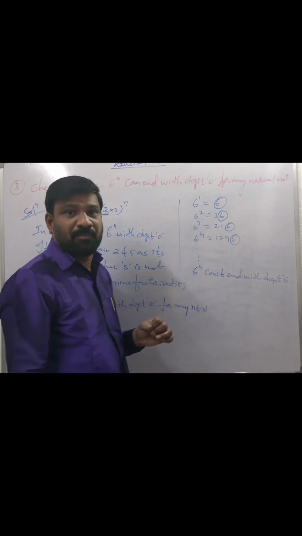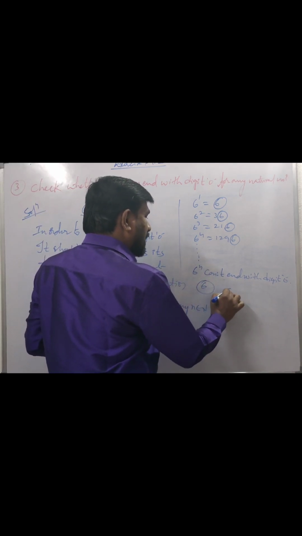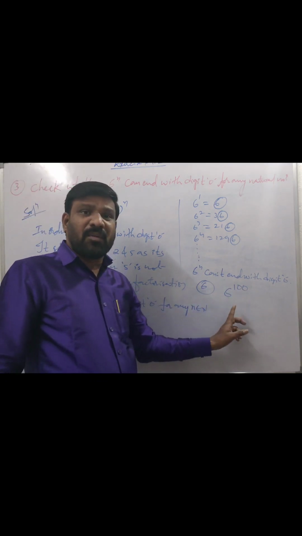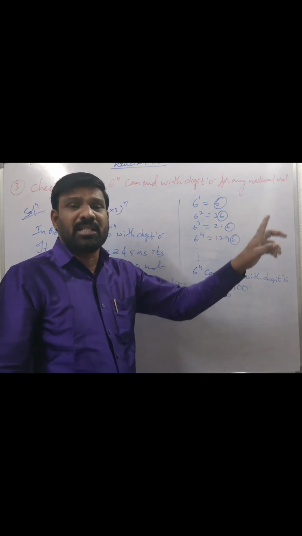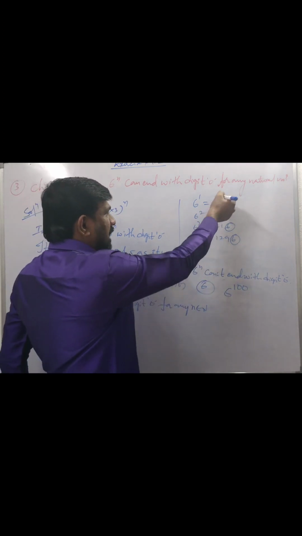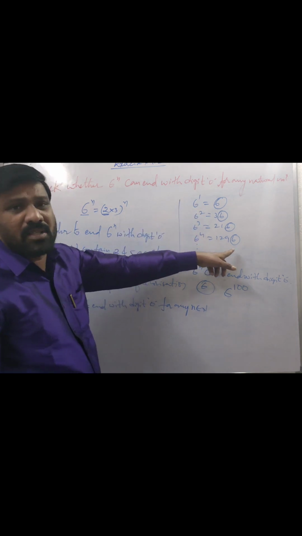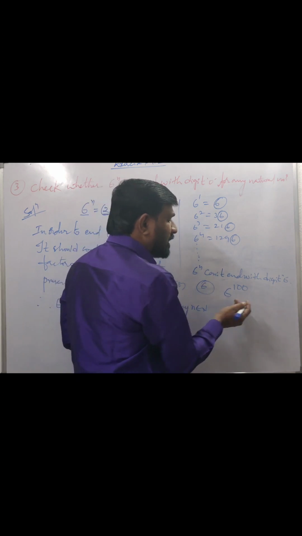6 power 100. What is the last digit? Sixth problem is there. What is the last digit of 6 to the power 100? Whatever may be the power, whatever may be the natural number, 6 to the power of a natural number ends with 6 only. Because of the cycle, you can observe that 6 to the powers always ends with 6 only. So 6 to the power 100 will also end with 6.